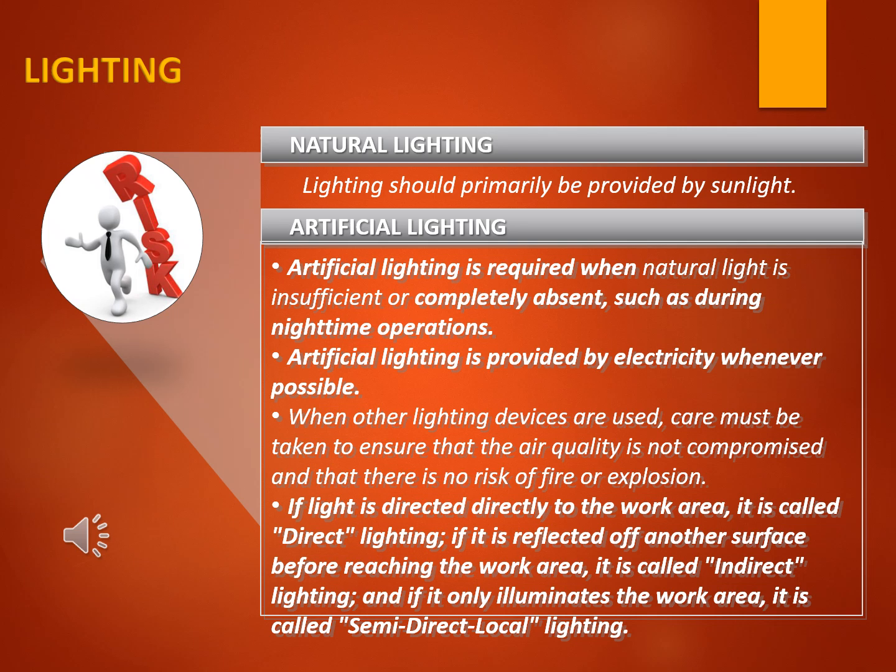If light is directed directly to the work area, it is called direct lighting. If it is reflected off another surface before reaching the work area, it is called indirect lighting. And if it only illuminates the work area, it is called semi-direct local lighting.